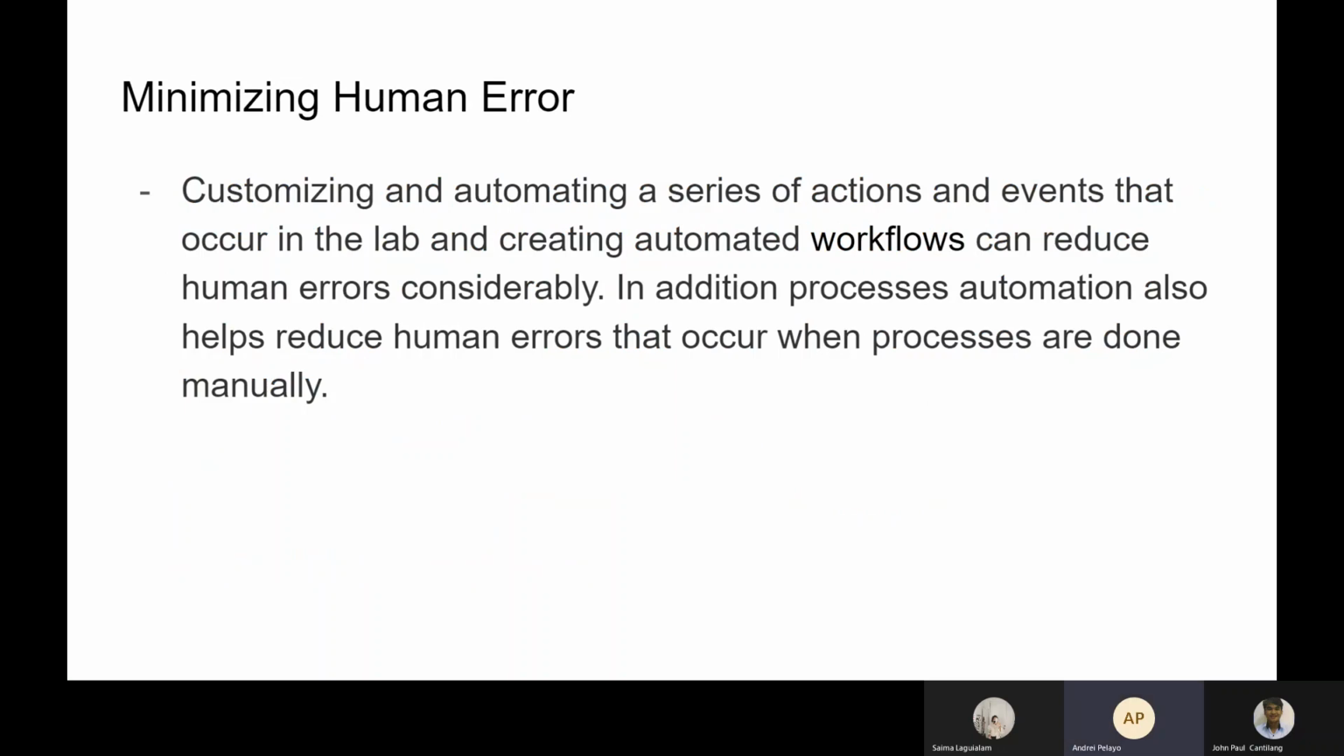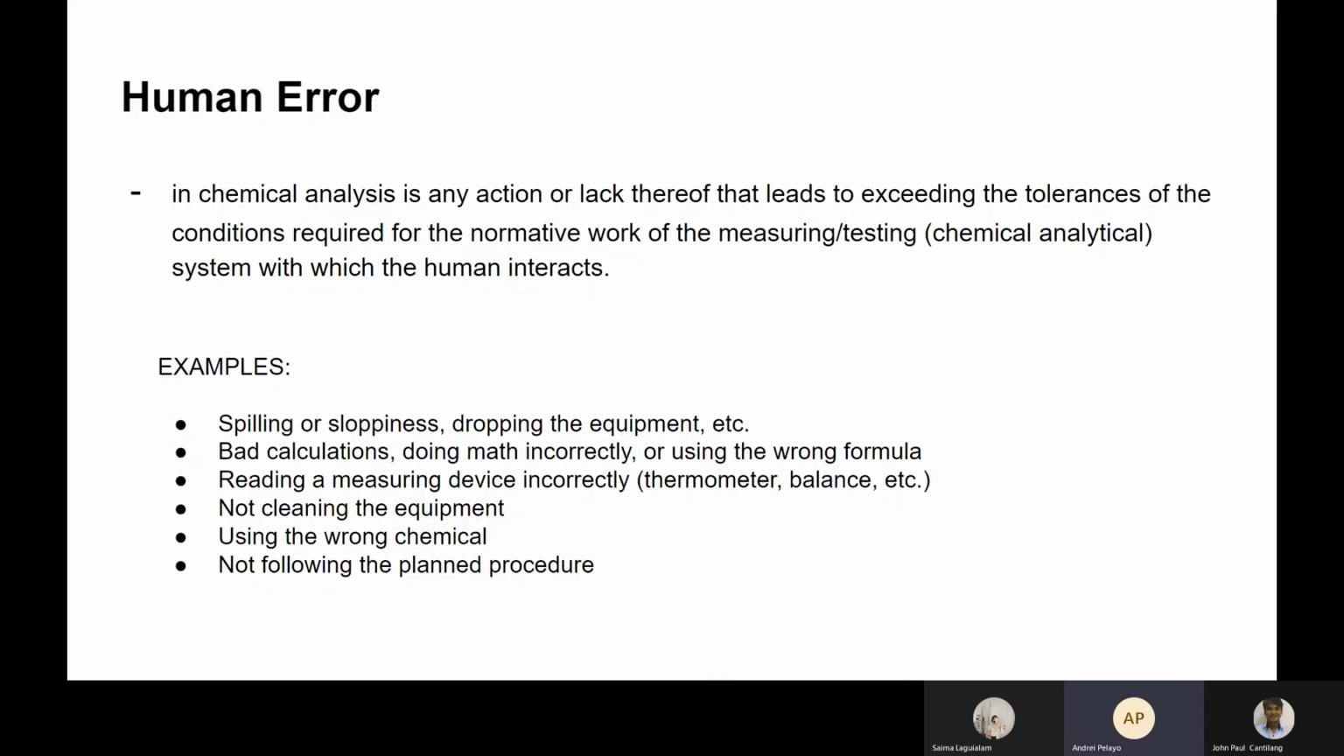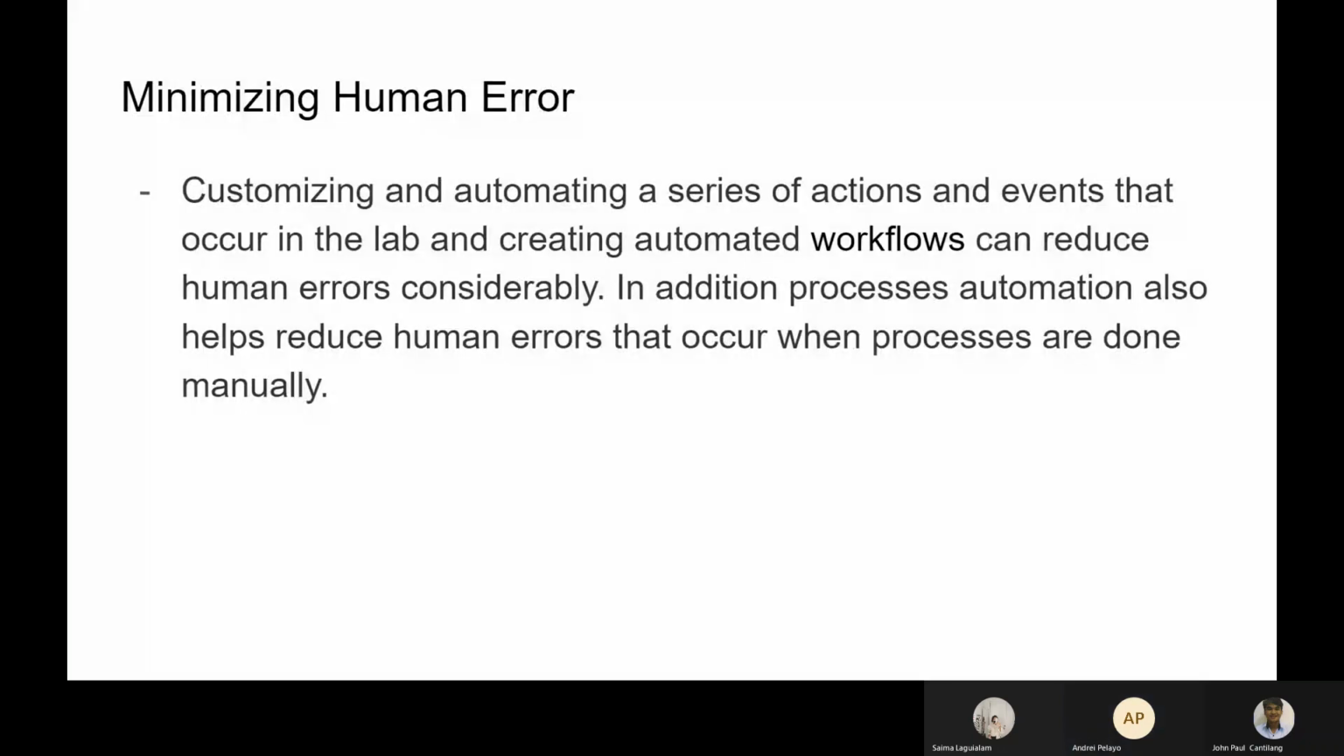So, how can we minimize human error? We can minimize human error by customizing and automating a series of actions and events that occur in the lab, and creating automated workflows can reduce human errors considerably. In addition, process automation also helps reduce human errors that occur when processes are done manually.